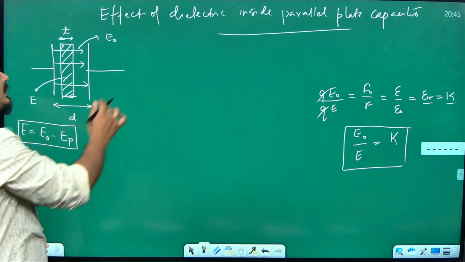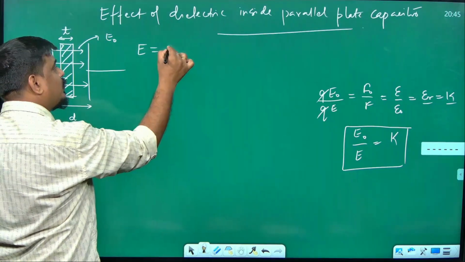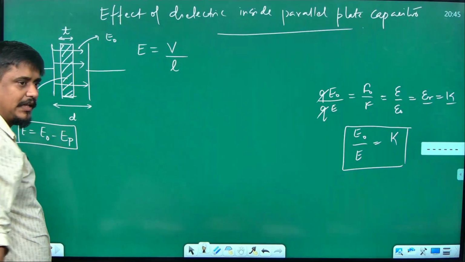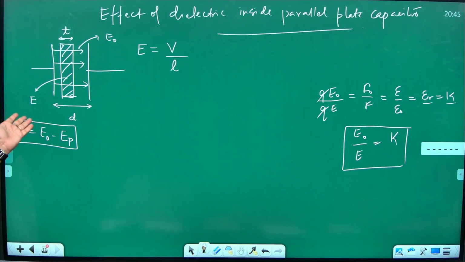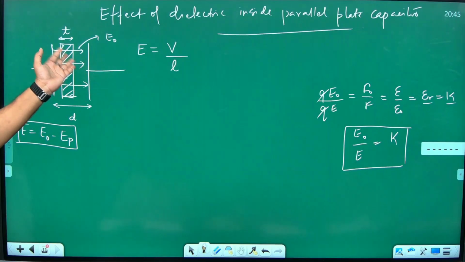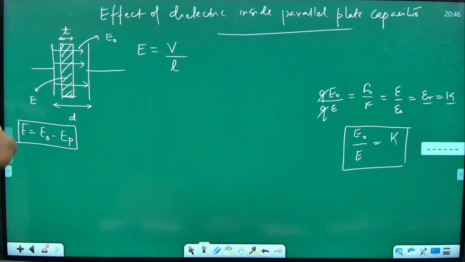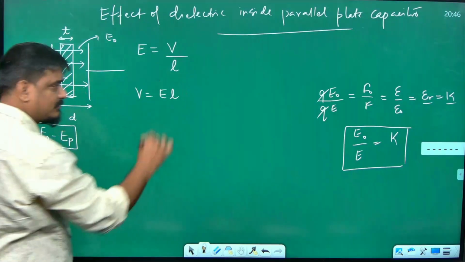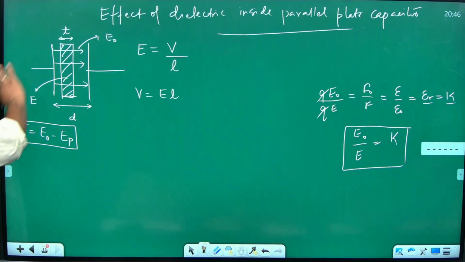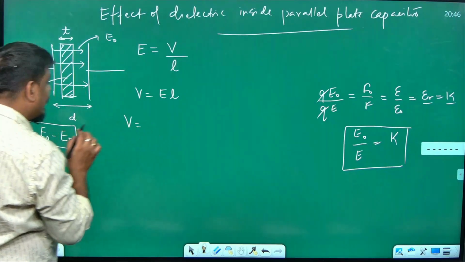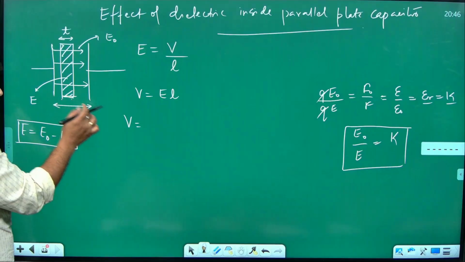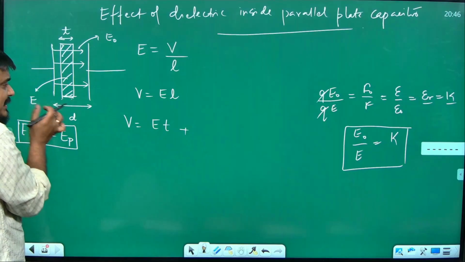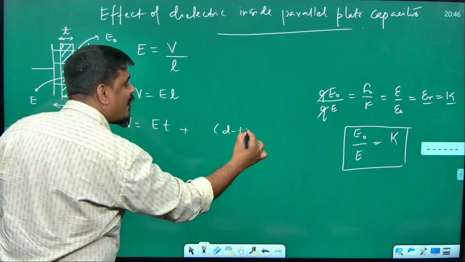So we know that electric field is equal to electric potential by distance. I have told you, from today, third time I am writing this. Electric field is electric potential by distance. So can I say that electric potential is equal to electric field into distance? Now here in this case, if you see properly, you will realize for this T, E is acting, and for the remaining distance, that is D minus T, E naught is acting.